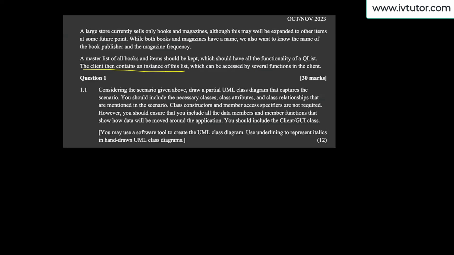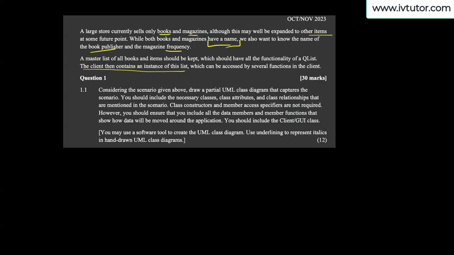That's a very small diagram because we don't have a lot of classes involved. But we do know that we've got a store that stores books and magazines, and they may be expanded to other items at some future point. While both books and magazines have a name, that gives it away, these are classes because they do have a name. We also want to know the name of the book publisher and the magazine frequency. Now they've given you attributes that are specific to each class. For books, you want the publisher. For magazines, you want the frequency.